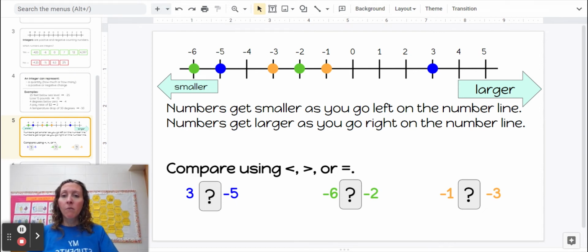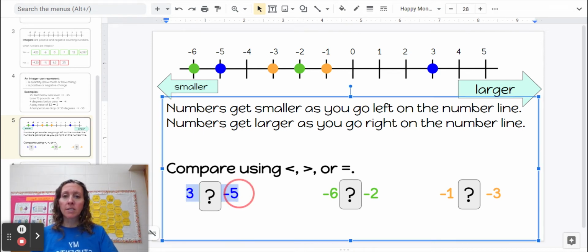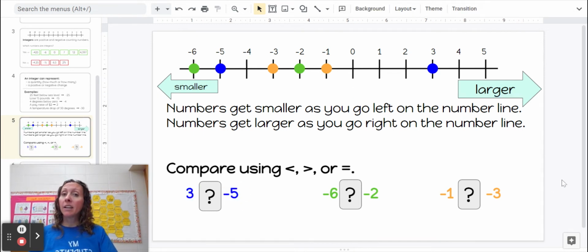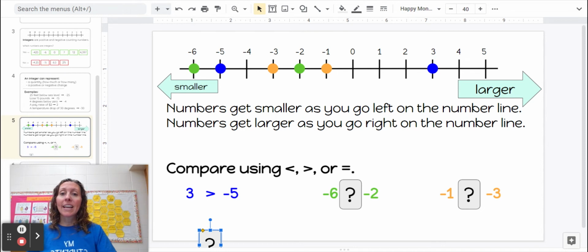All right, so if we're going to compare two numbers, let's start with these first ones in blue, 3 and negative 5. I plotted both of those numbers on the number line. 3 is bigger than or greater than negative 5 because it's further to the right on the number line, and also because a positive is always greater than a negative. So 3 is greater than negative 5.